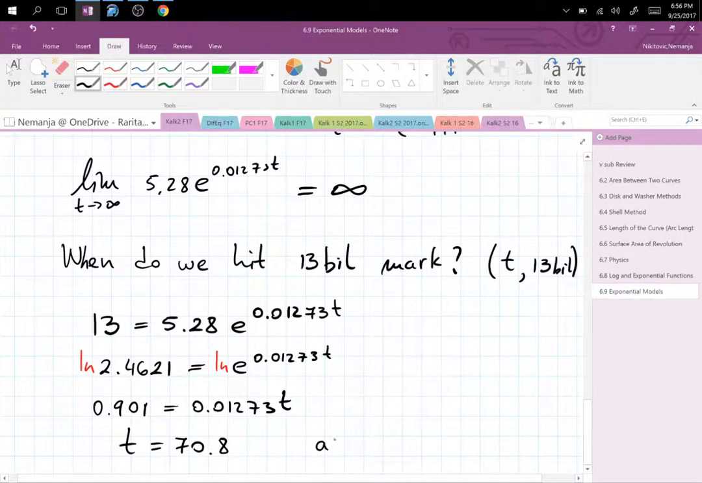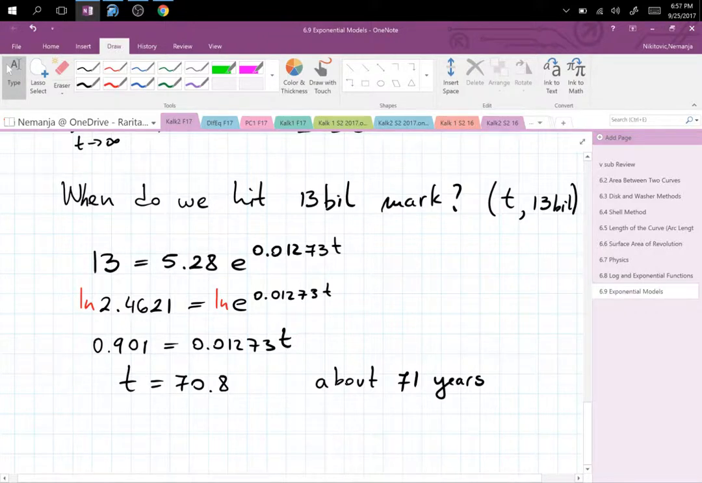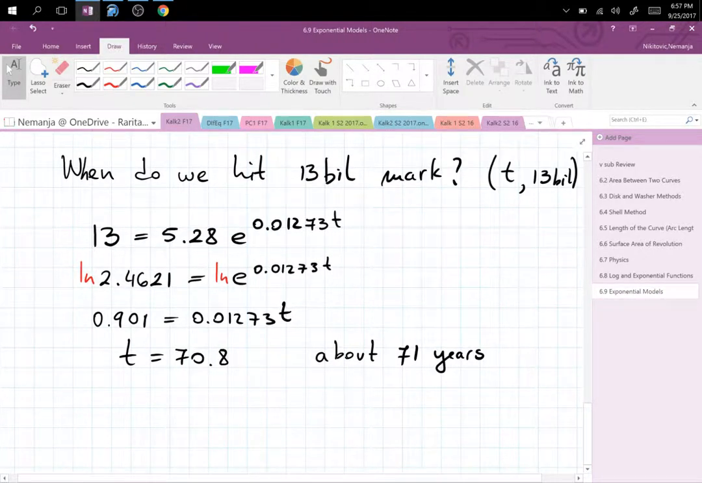So that will be about 71 years. Again, these are all rough estimates. You're not going to go and say 70 years and 10 months, right? Because this is all estimate. About 71 years. So what year should reach this 13 billion mark looking at our model? It's going to be 1990 plus 71 is 2061.